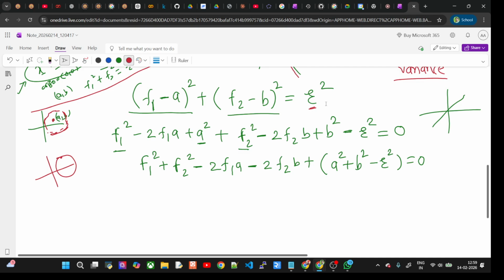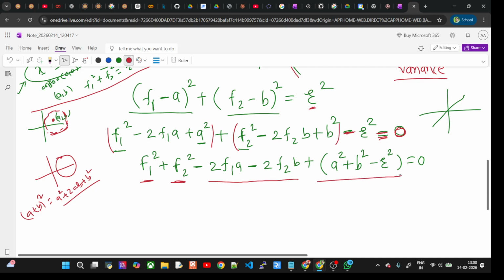Now the square terms, I just solve them. (a minus b) square is the same as a square minus 2ab plus b square. I solved that same equation and brought r square to the left side, so that it equals 0. Now I am bringing all the f1 square terms together, and a square, b square and r square together.